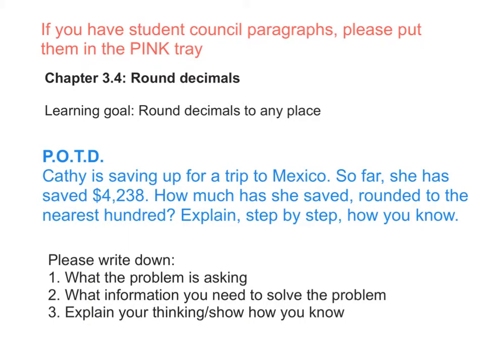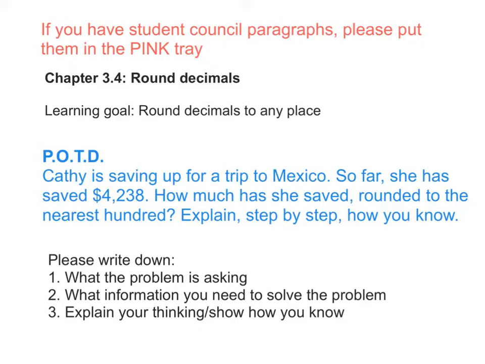Today we are talking about chapter 3.4, which is all about rounding decimals. Your learning goal for today is to be able to round decimals to any place value. Is this similar to what we practiced in our problem of the day? Just like yesterday when we were talking about comparing, I want you to think about how you can take what you understand and what you know about whole numbers and apply those same concepts and skills to decimals. It's not different at all, actually.